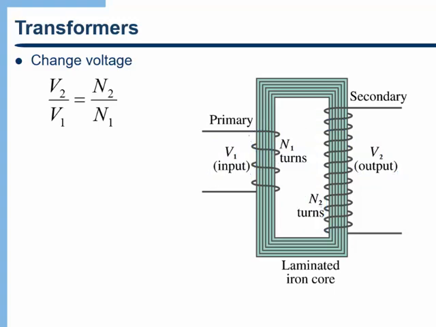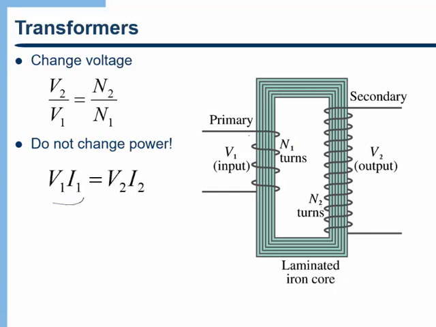Now, you might be looking at that and saying, wait a minute, wouldn't that violate conservation of energy? And the answer is no, because a transformer does not change the power. In other words, the power that goes into the transformer is equal to the power that comes out. Now, in reality, the power that comes out is actually a little bit less because you do lose some energy in a transformer.